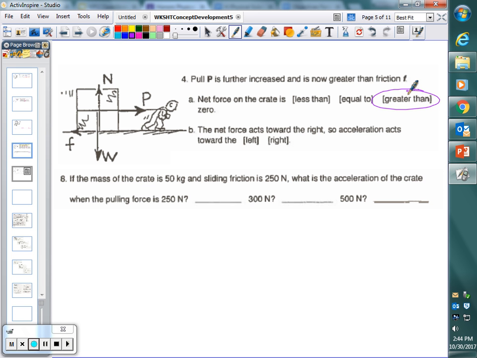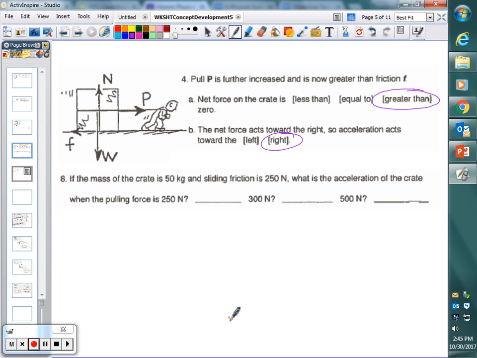So if we have net force to the right, by P being greater than F, which way will it accelerate? To the right. If this object is moving to the right and it's accelerating to the right, physically, what would we see happening to it? It would speed up. It would go faster and faster. The net force is to the right, so acceleration is to the right. Good there.